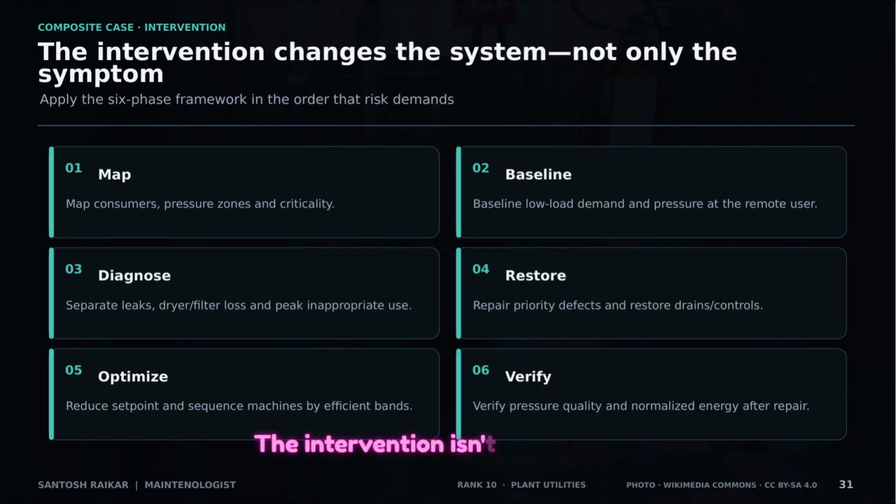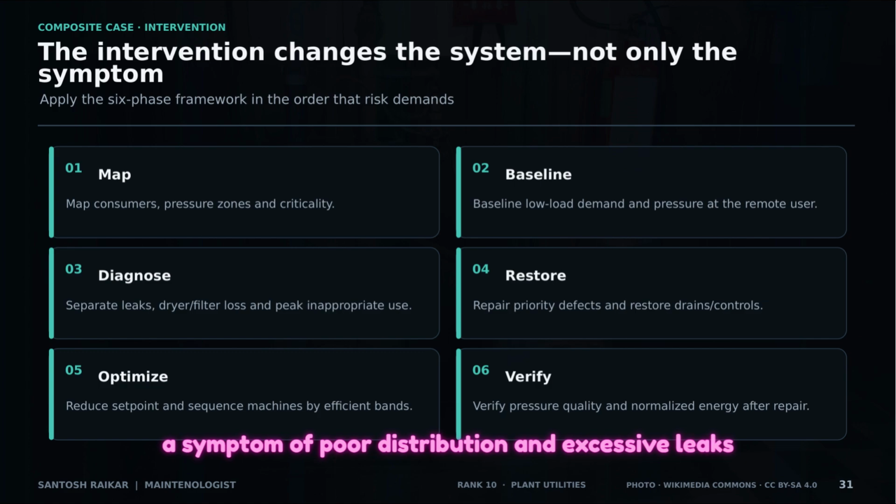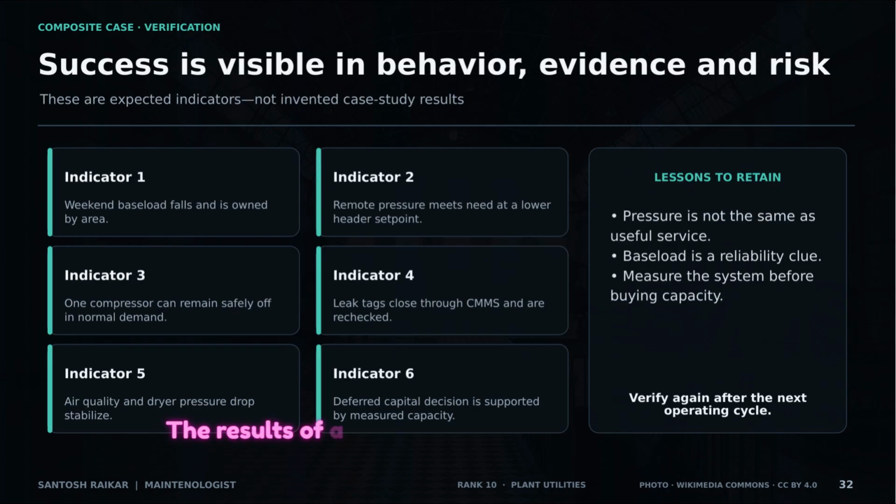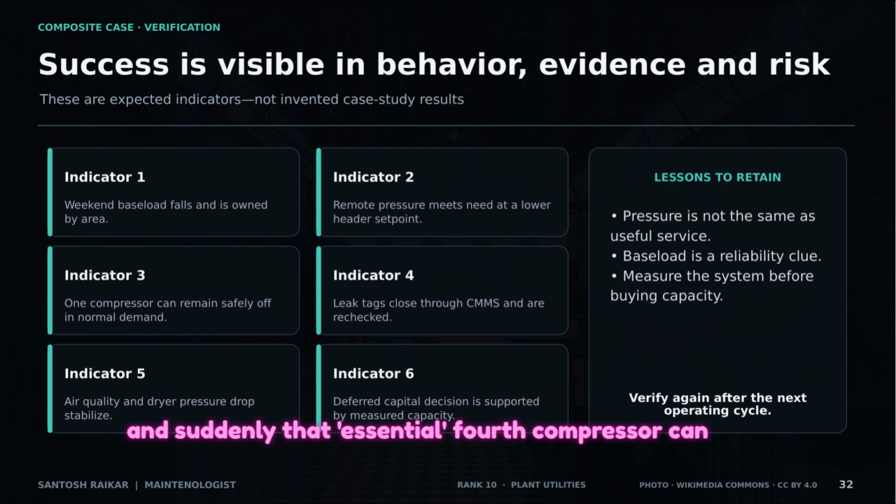The intervention isn't just a repair, it's a framework application. Mapping consumers, baselining low load, and diagnosing the pressure zones. We find that the need for more air was actually a symptom of poor distribution and excessive leaks. The results of a successful intervention are clear. Base load falls. Remote pressure is met at a lower set point. And suddenly that essential 4th compressor can stay off. We deferred capital spending by measuring the system first.